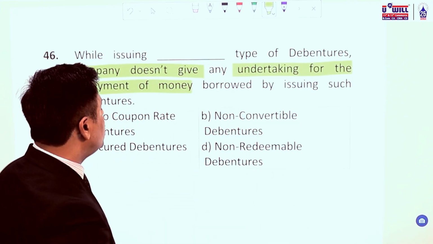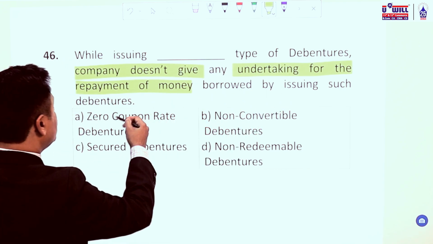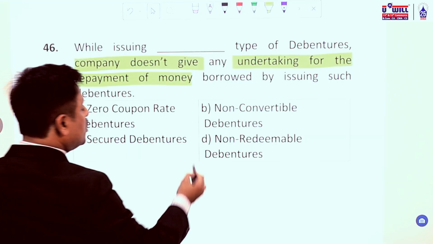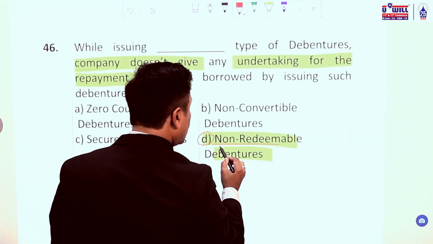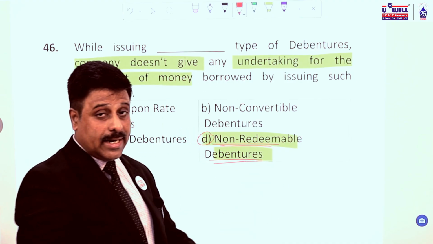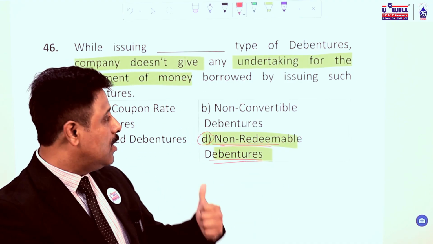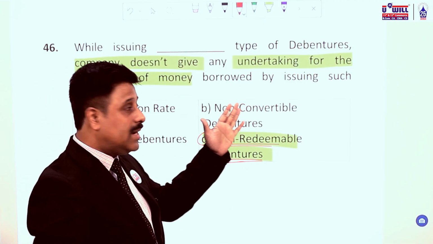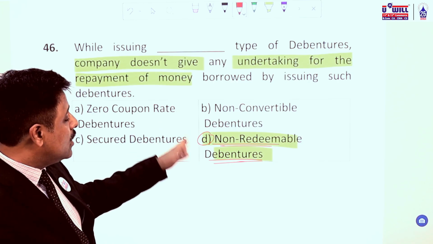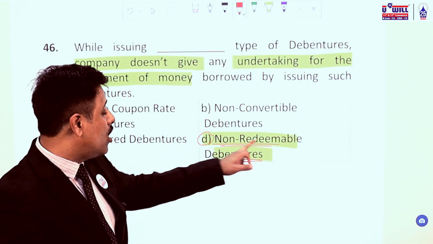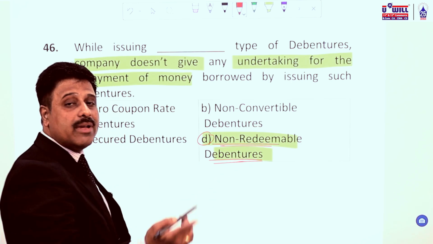But in which situation will the company not give any undertaking for repayment of money borrowed by issuing such debentures? When the debentures are non-redeemable. If the debentures are not to be repaid, which in India is not allowed. In India such type of debentures cannot be issued. But if you don't have to take any undertaking or guarantee of repaying the money after so many years, those debentures are called non-redeemable debentures.